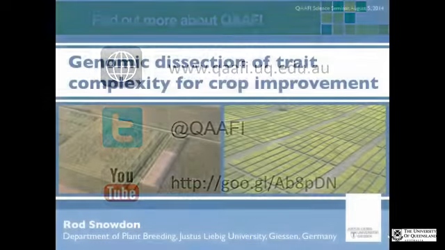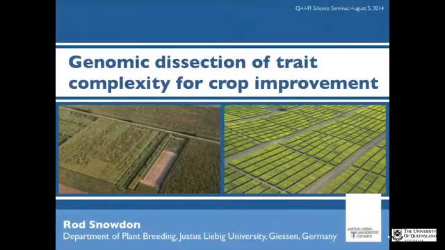Okay, so today I'm going to be talking about some of the work that we do on what I call genomic dissection of trait complexity. And we really work quite heavily with commercial breeding companies. What you can see here on these two pictures are commercial canola, winter canola, and commercial sorghum breeding plots belonging to two companies who we collaborate with.